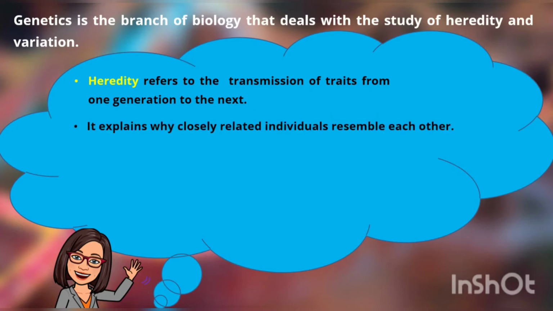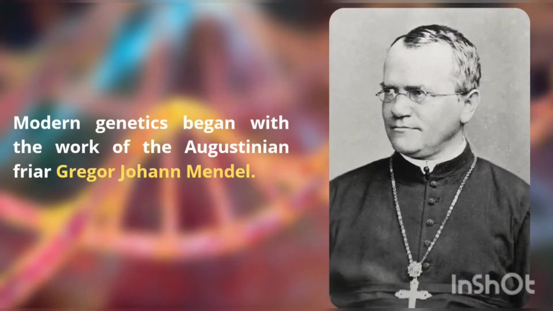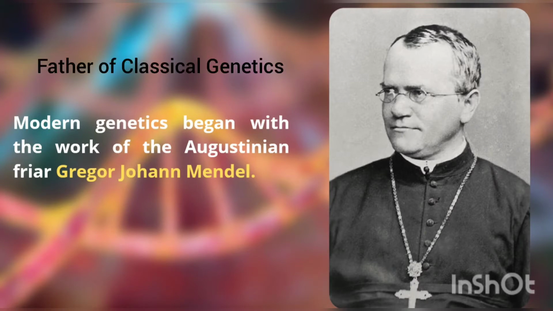It explains why closely related individuals resemble each other. It also describes the processes involved in the development of new characters that explains why members of the same species show variations in the characters they express. Modern genetics began with the work of Augustinian friar Gregor Johann Mendel. Gregor Johann Mendel, an Augustinian monk or friar and botanist, is considered the father of classical genetics.